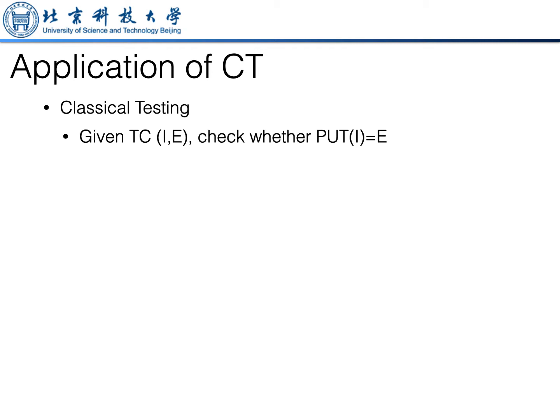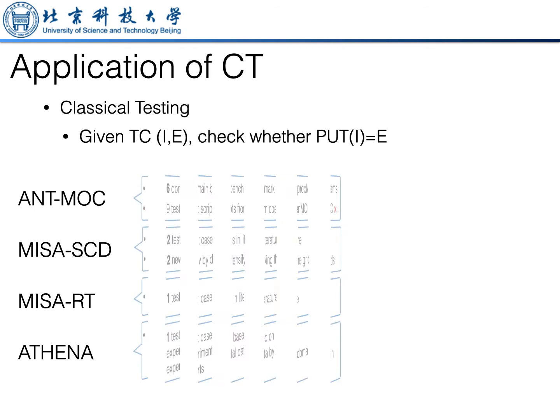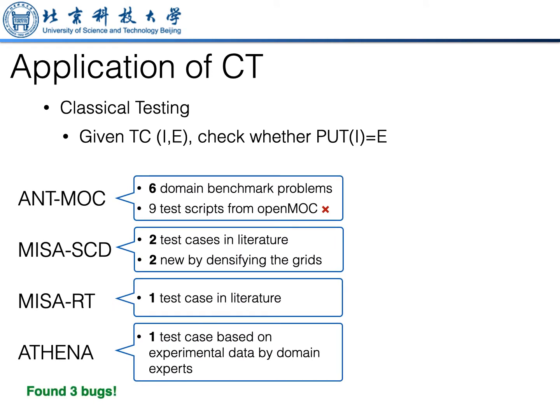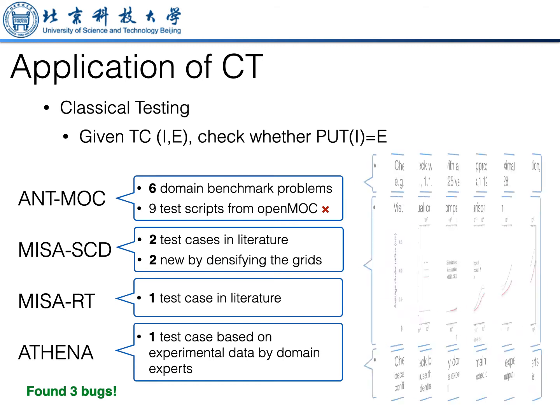First, let's consider classical testing. To apply classical testing, we need a test case that contains both the input and the expected output, and then check whether the actual output is equal to the expected. We applied classical testing to 4 programs. However, we only developed 12 test cases in total, which are obviously insufficient.